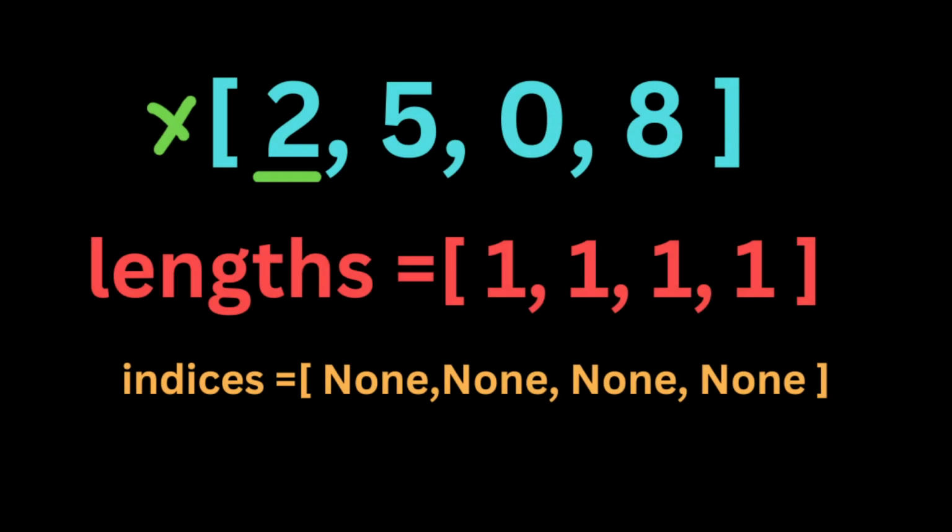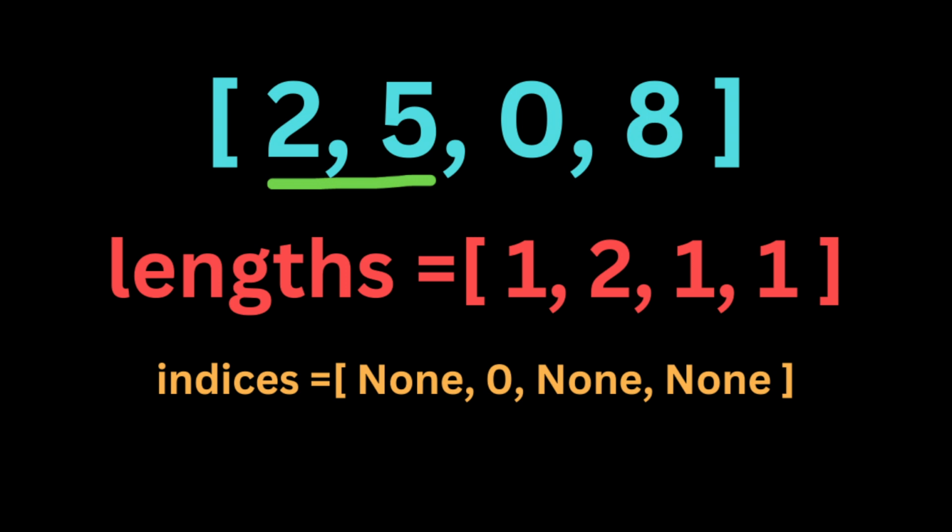We have an input list 2, 5, 0, 8. We create a DP array of the same size as the input array, with all values being 1, meaning the longest increasing subsequence for each number is 1: for 2 it's 1, for 5 it's 1, for 0 it's 1, and for 8 it's 1. After that, we create an indices array that holds the index that comes before each number. Let's start at 2. 2 has no numbers before it, so we put None in the indices array. In the length array, we keep 1.